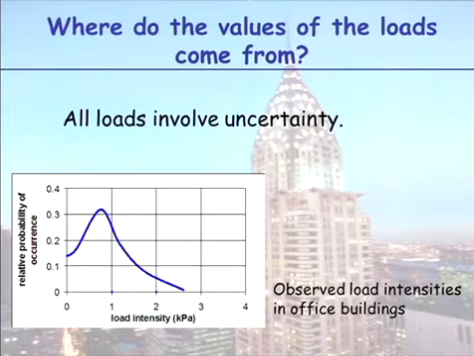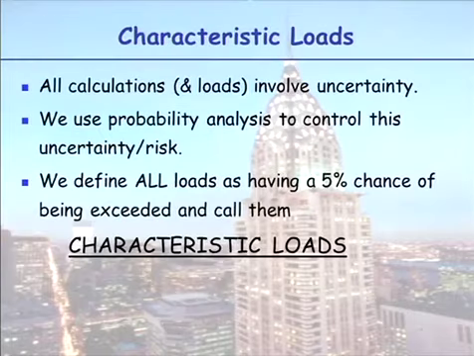Well, unfortunately, it's not just as simple as saying it weighs this much or we'll put all that level of live load on. All loads involve uncertainty. So in terms of live loads in a building, you could get some observed load densities in office buildings. So we now are going to define our loads as being characteristic loads. We're going to have characteristic dead loads and characteristic live loads because all calculations involve uncertainty, so we are going to use some probability analysis to control this risk, this uncertainty. So we define all our loads as having a 5% chance of being exceeded and we call them characteristic loads.